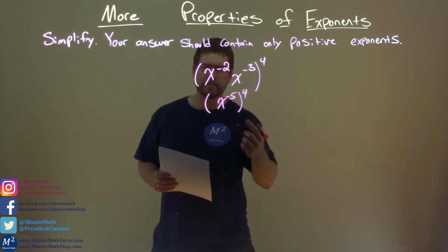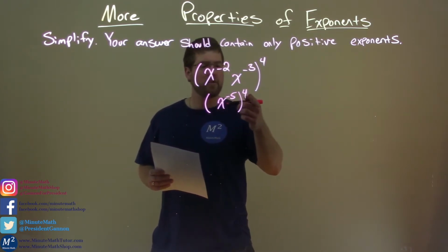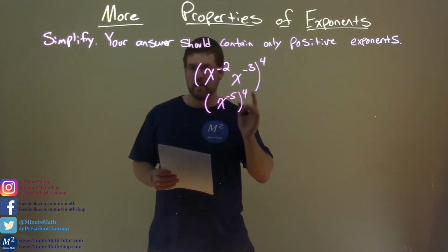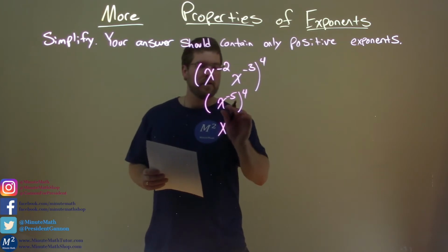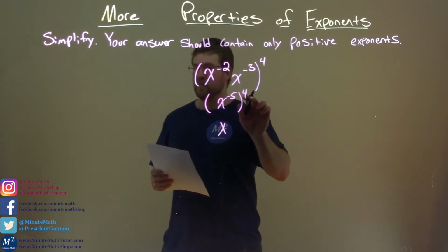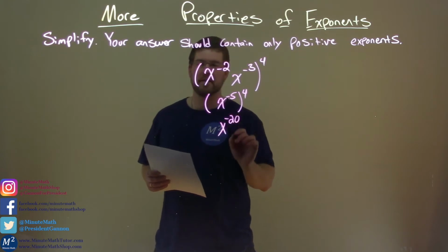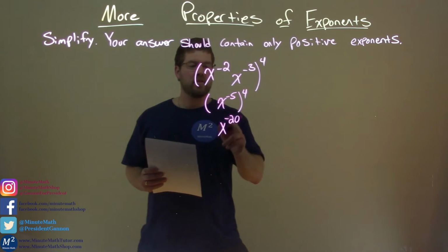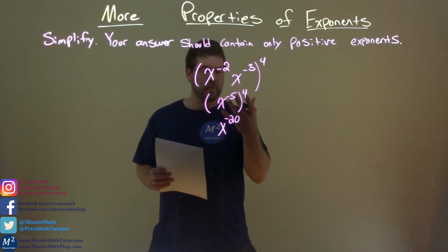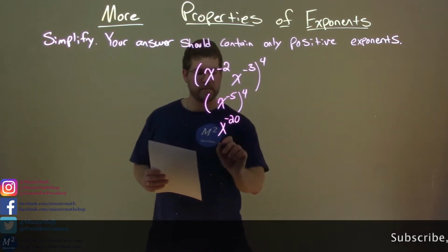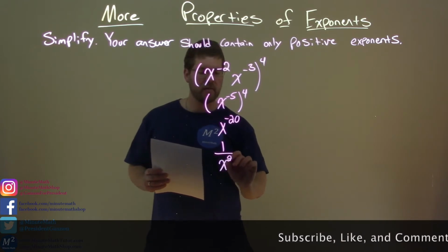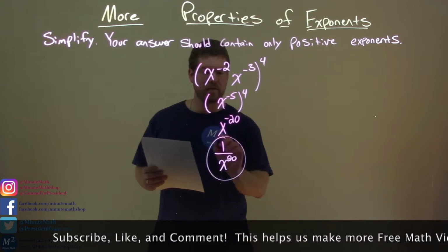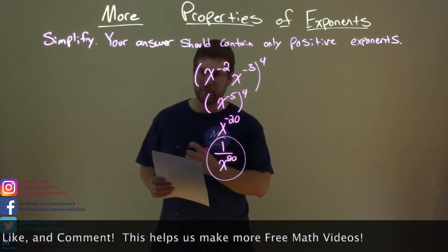Now let's continue. From here, we have everything raised to the fourth power, that means we multiply these exponents. So, x to the power of negative 5 times 4, which is a negative 20. All right? Not done. We want positive exponents. x to the negative 20 is the same as 1 over x to the positive 20th power. And there we have our final answer: 1 over x to the positive 20th power.